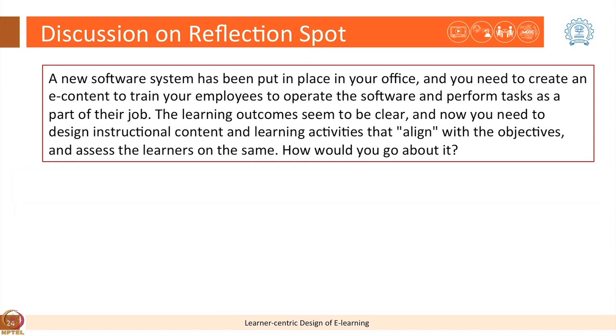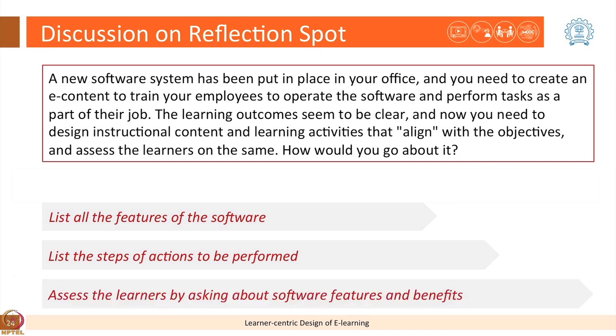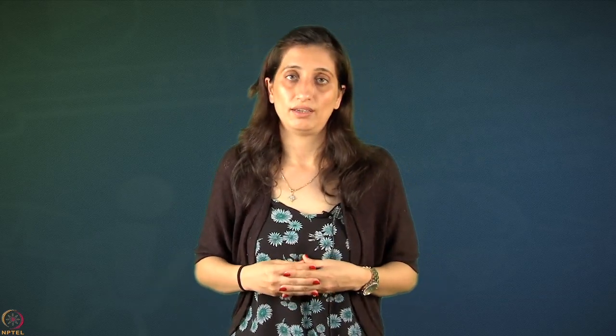Now, let's say you did the following. First, you listed all the features of the software, then you listed all the steps of actions to be performed, and then you assess the learners by asking about software features and benefits. Now, is that the right thing to do? Well, certainly not. Since again here, the learning activities and assessments were not aligned to each other to achieve the intended learning outcome, which was to train your employees to operate a particular software.